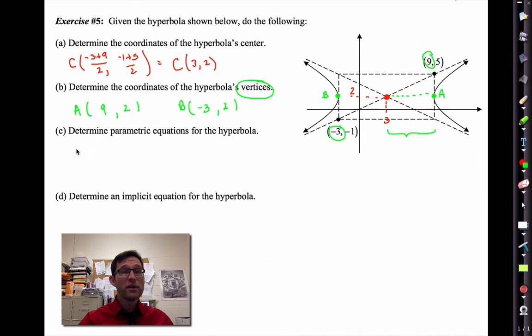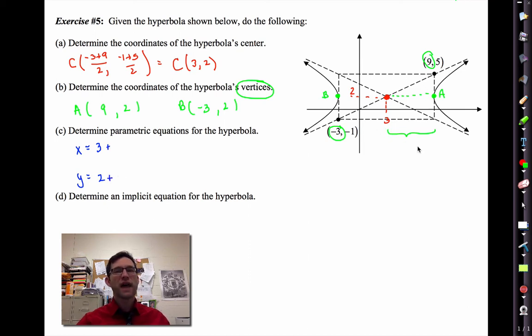All right, let's determine parametric equations for this. It's actually going to be pretty easy. Let's write down x equals, y equals. Now, have you noticed with a line, a circle, an ellipse, and a hyperbola, they all begin with an important point. For the line, it's any point that lies on the line. For the ellipse, the circle, and the hyperbola, it always starts with the center point. In other words, x equals 3, y equals 2, plus.